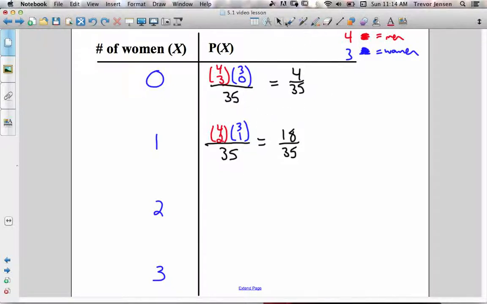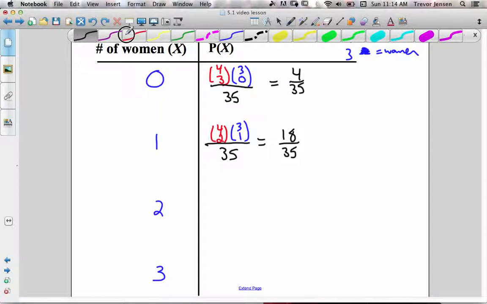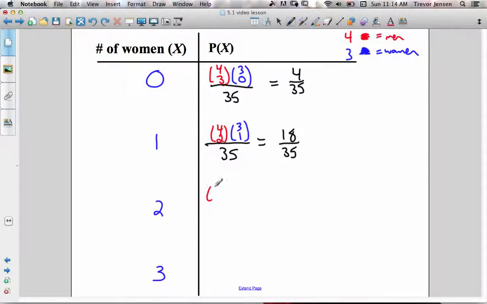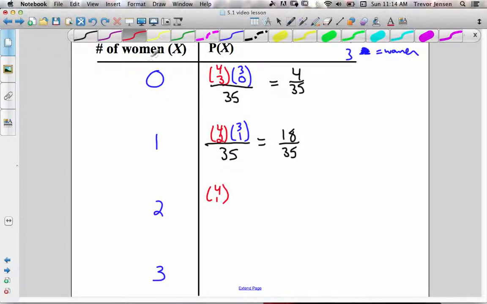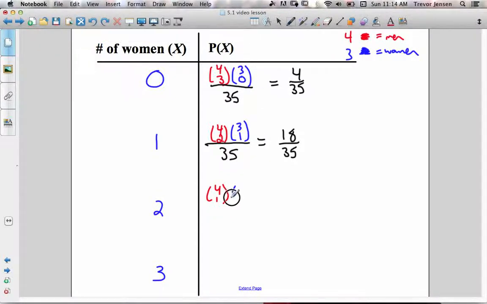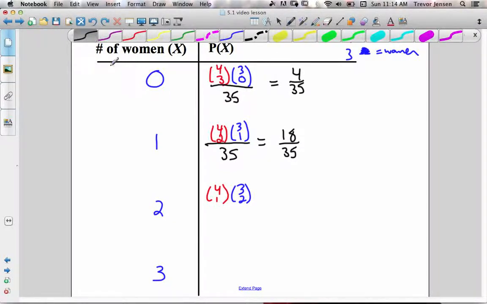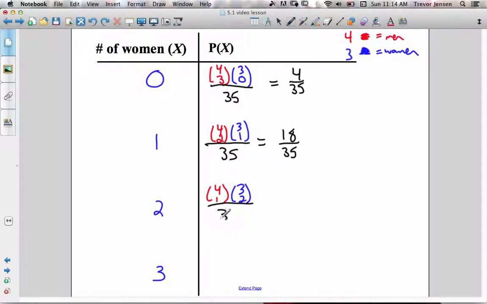Okay, what if we're going to have 2 women on the committee? That means there must only be 1 man. So how many ways could I choose 1 of the 4 men? Times how many ways could I choose 2 of the 3 women? And divide that by the total number of possible committees. So 4 choose 1 is 4, 3 choose 2 is 3, so I have 12 over 35. So equals 12 over 35.